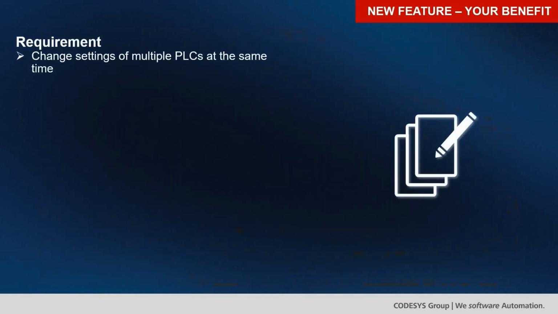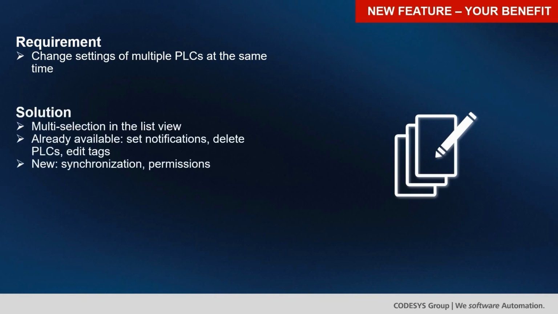Another thing that already is useful and could be even more useful is the possibility to change settings not only of one, but of multiple PLCs at the same time. This is possible over the multi-selection feature in the list view. What's already possible here is to set notification settings for multiple PLCs at once, to delete multiple PLCs, and to edit tags or labels. What's new now is that it's also possible to alter the synchronization settings for one or more PLCs at once, and also to change permissions for PLCs.